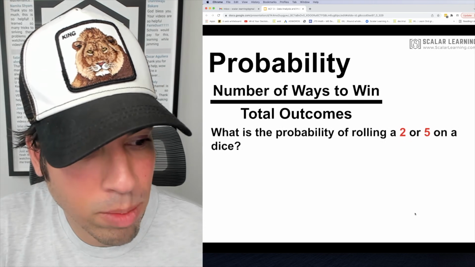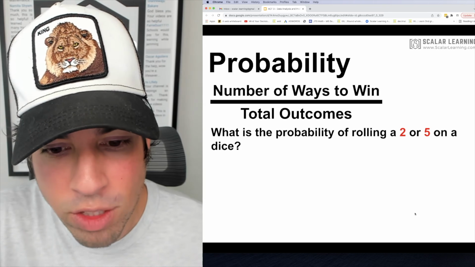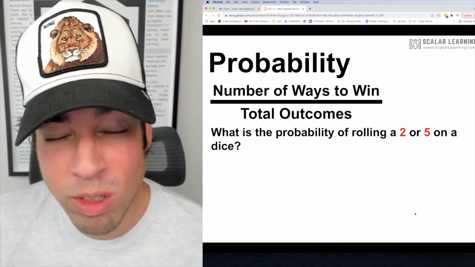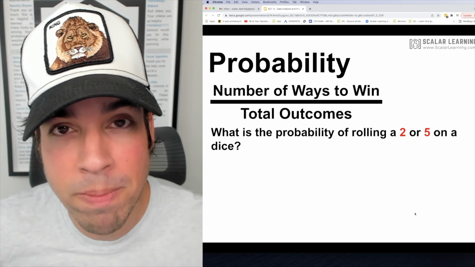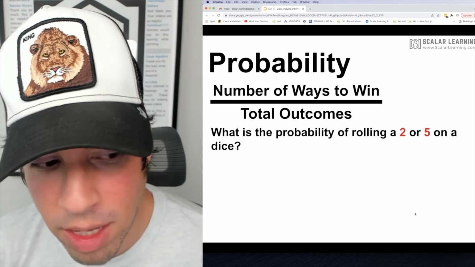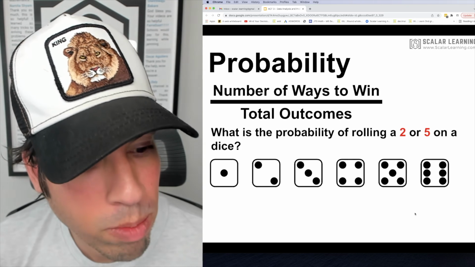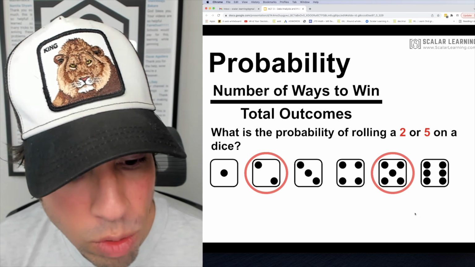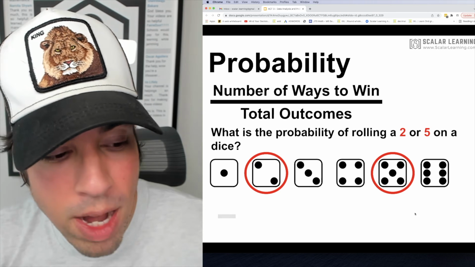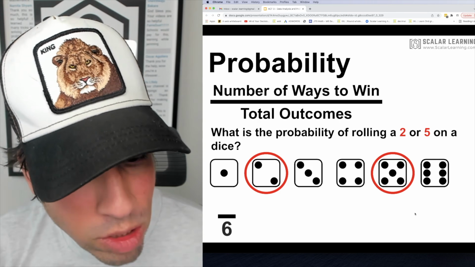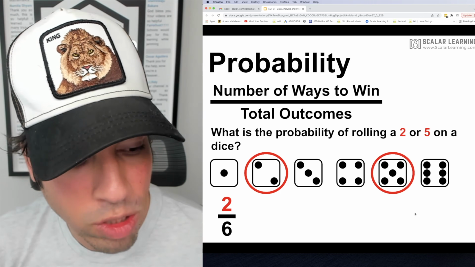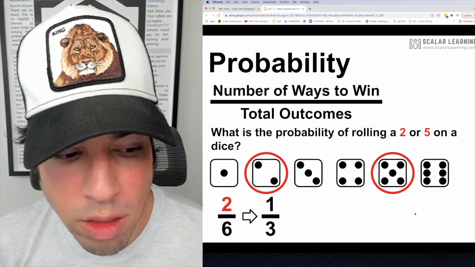Now let's take a different example where it says, what is the probability of rolling a 2 or 5 on a dice? So now we've got 2 options. When you see that word "or," really what you're doing is calculating the probability of each of those individual events and then adding them together. So check this out. What is my probability of rolling a 2 or a 5? We've got 2 ways to win. We can either hit a 2 or a 5. So again, 6 outcomes total, and we've got 2 ways to win. That of course is 2/6, which reduces to 1/3, done.